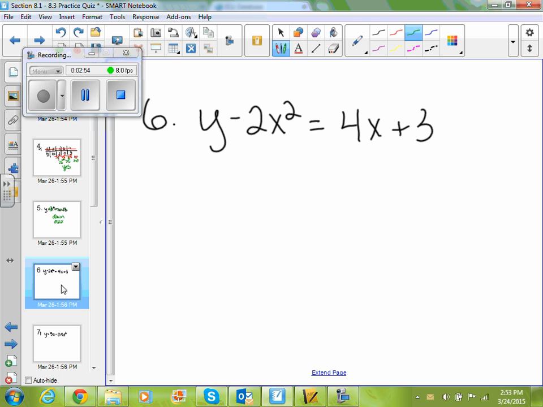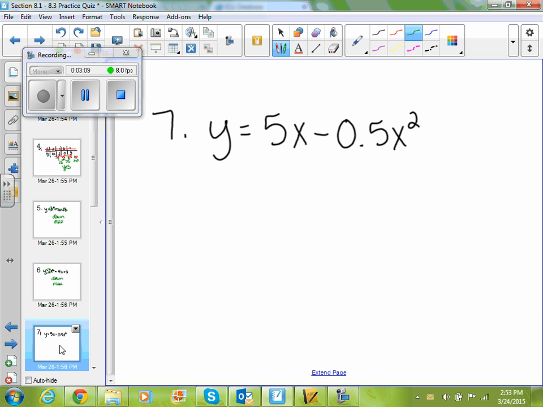Alright, what number is in front of my x squared on number 6? Negative 2, so is it going up or down? Okay. And lastly, on number 7, what number is in front of my x squared? Negative 0.5. Okay, so is it going up or down? Down, and is it a min or a max? Max.